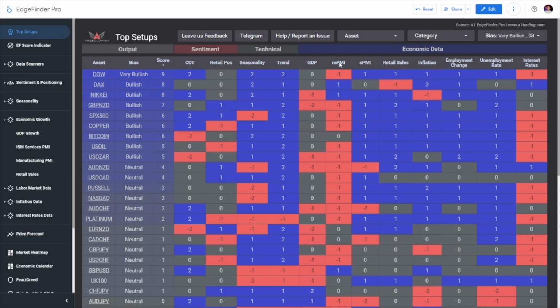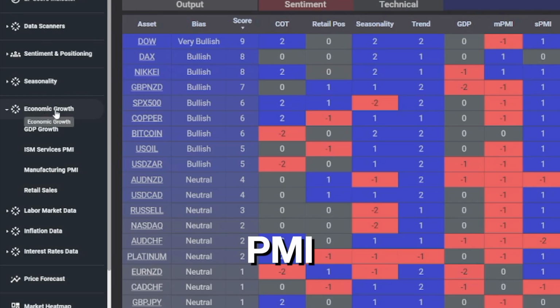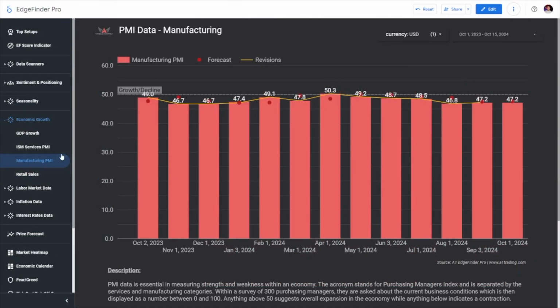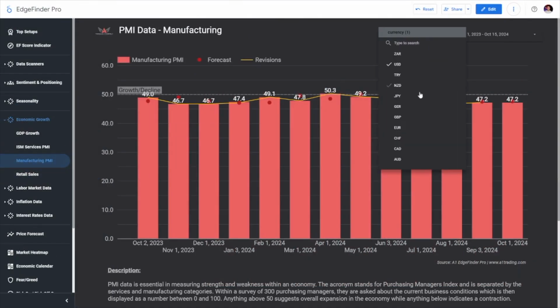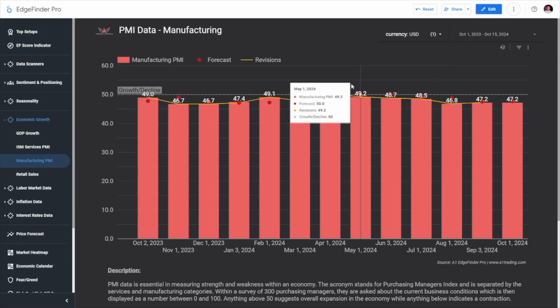Moving on from GDP, we can take a look at manufacturing PMI numbers. Under your economic growth tab here, we're just going to go down to manufacturing PMI numbers. What we can see is that, again, you can select by country. We've got a bunch of different currencies here. You can select each one, and this is basically the same thing. Now, first of all, what are manufacturing PMI numbers? We did an in-depth video on PMIs specifically that will pin in the top right hand of your screen now if you'd like to go through this in more detail.